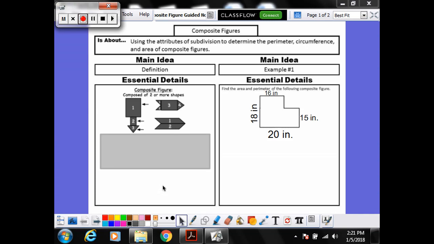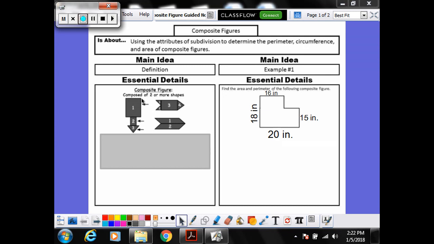Okay, so today we're going to be talking about composite figures and how to find the area and perimeter or circumference of these figures. We're going to use a word called subdivision. In other words, we're going to be splitting the shapes up into smaller parts that we can find the areas and perimeters of.